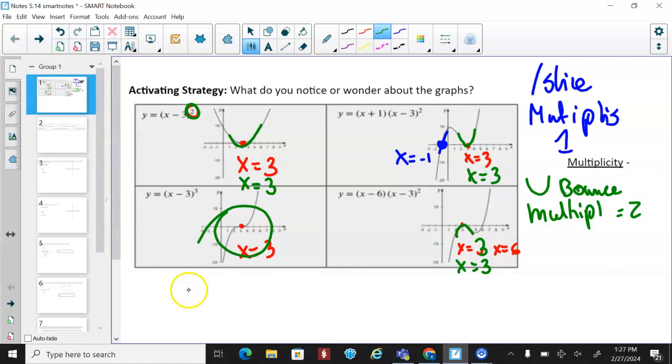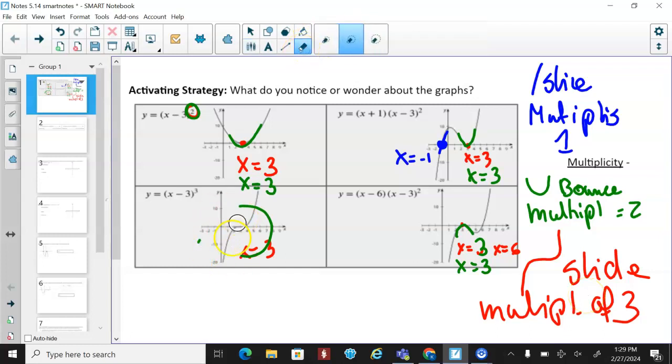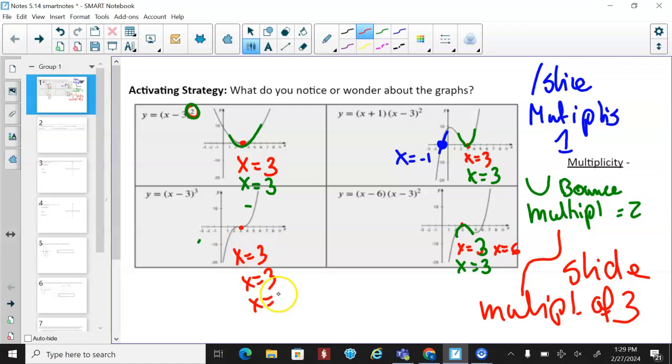Now, this one right here is something called a slide. This is where the function slides on the graph, and then crosses the x-axis. Okay, that's called a slide, and this is a multiplicity of 3. So that means inside here, there could be 3 of the same answers at the same point right here. Okay, 3 or odd. So you could have x equals 3 three times, or it could be 7 times and so on. It would be an odd number. All right, so just keep that in mind.